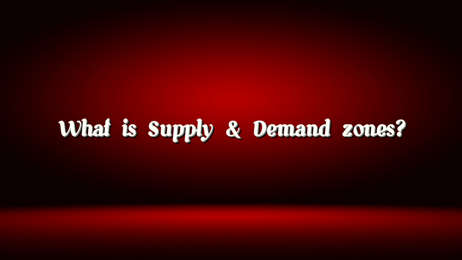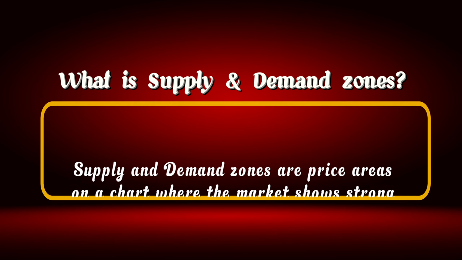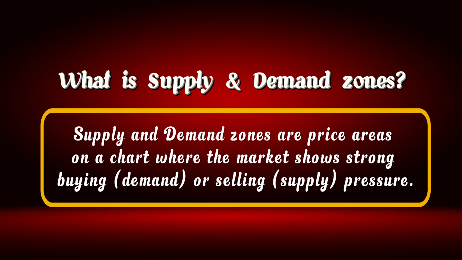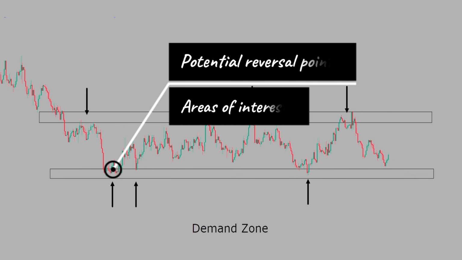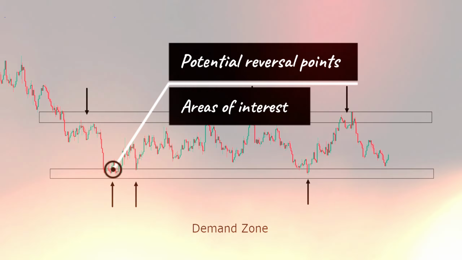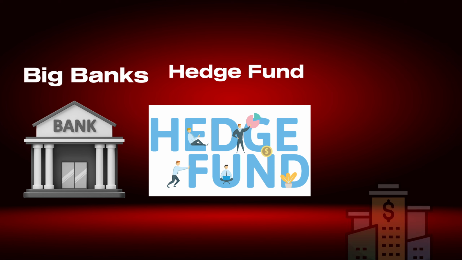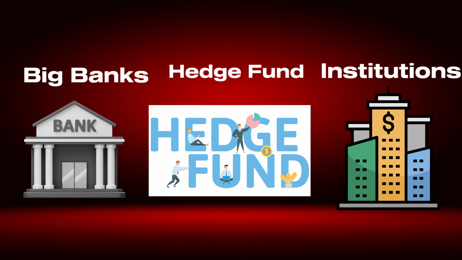What are supply and demand zones? Supply and demand zones are price areas on a chart where the market shows strong buying demand or selling supply pressure. These zones are essential concepts in trading and are used to identify potential reversal points or areas of interest for entries and exits when big banks, huge funds and institutions are entering into the market and pushing the market in the direction that they want.